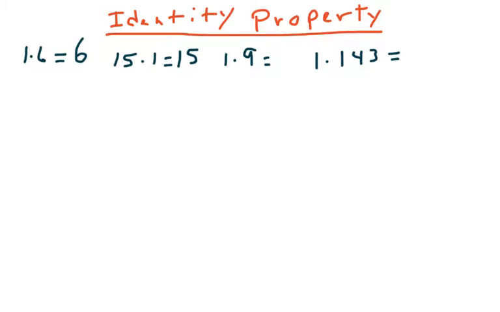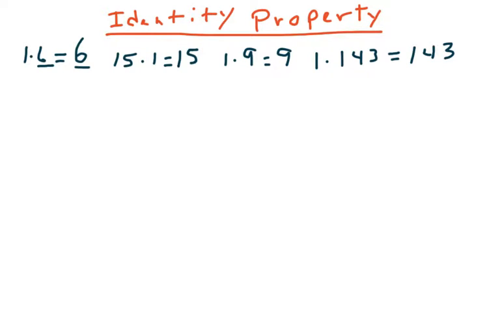That's right, 15. Well, here's 1 times 9. What is 1 times 9? 9. What's 1 times 143? 1 times 143 is 143. So that's multiplication by 1. And what we get is the same answer, don't we?